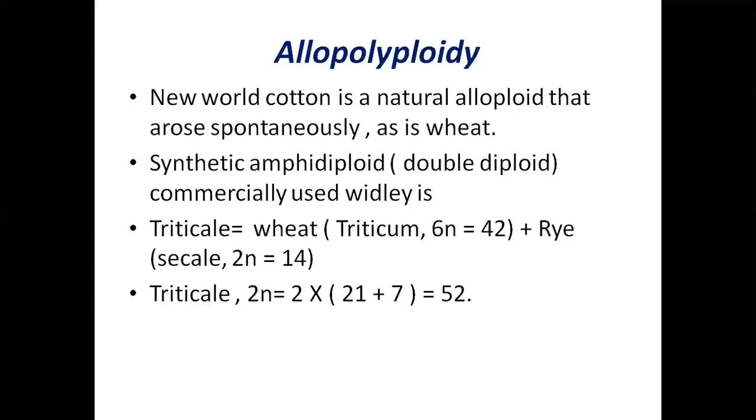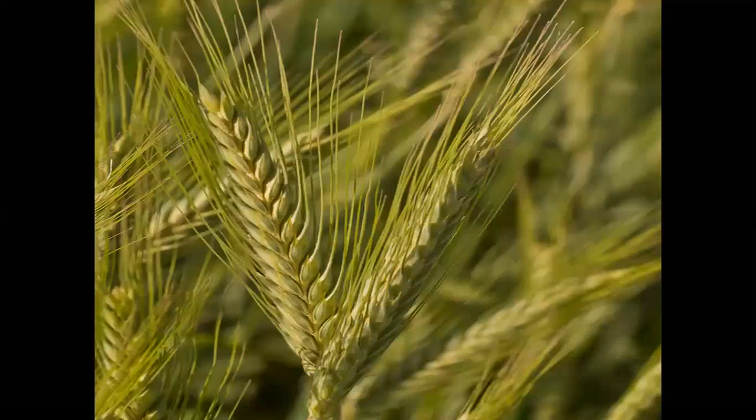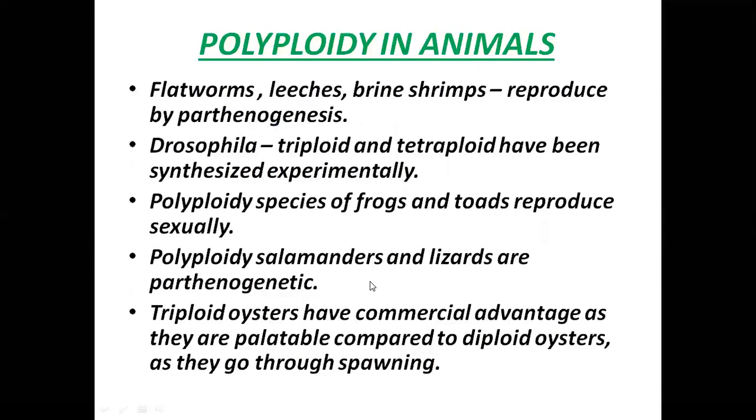So it is 2n equals 21 plus 7, that makes it 56, actually, not 52, it has to be 56. So this novel plant combines the high yields of wheat with the ruggedness of rye. So this is the triticale plant that I would like to show to you. So this is where the wheat production is done.